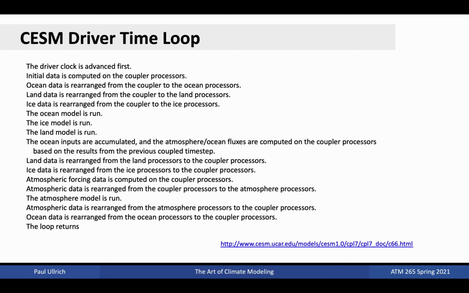Initially, ocean, land, and ice data are rearranged from the coupler to the processors handling each submodel. These submodels are then run. Ocean inputs are accumulated over time, and atmosphere-ocean fluxes are computed on the coupling processors. Land, ice, and atmospheric forcing data are then reorganized and sent to the atmosphere to provide lower boundary conditions. The atmosphere model is then run with this data. Output from the atmosphere and ocean are then rearranged and sent to the coupler, at which point the loop returns and the model is ready for another time step.